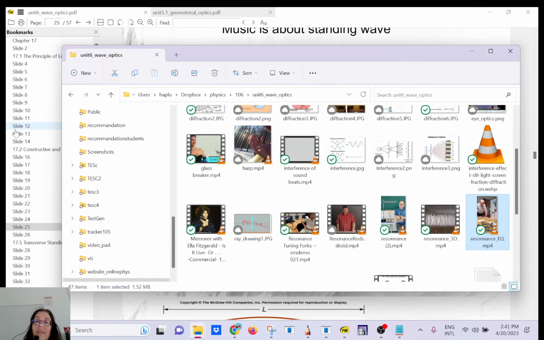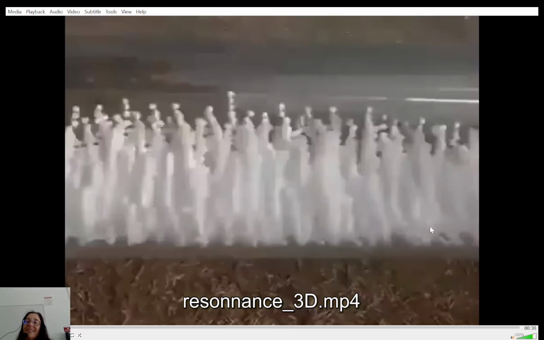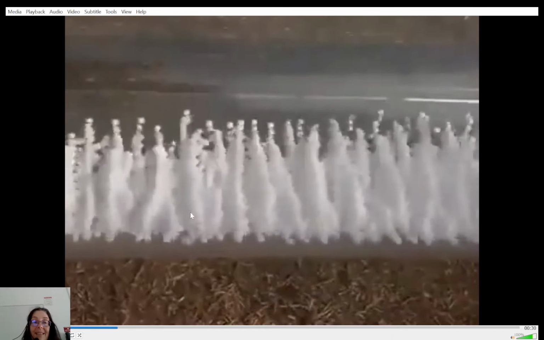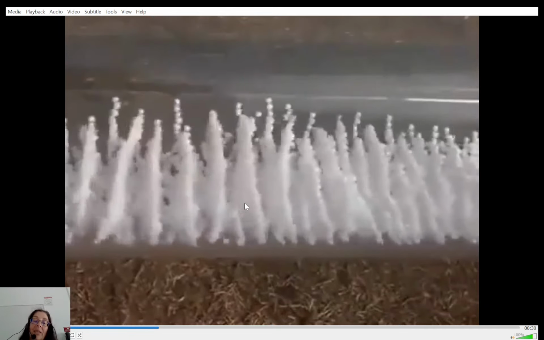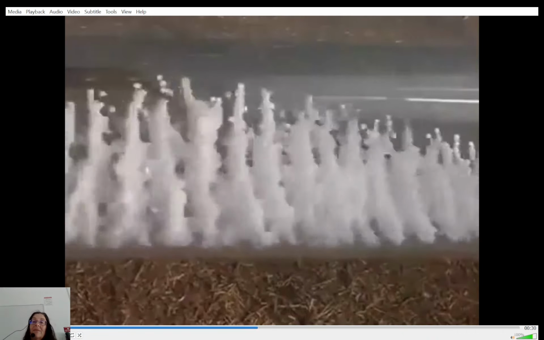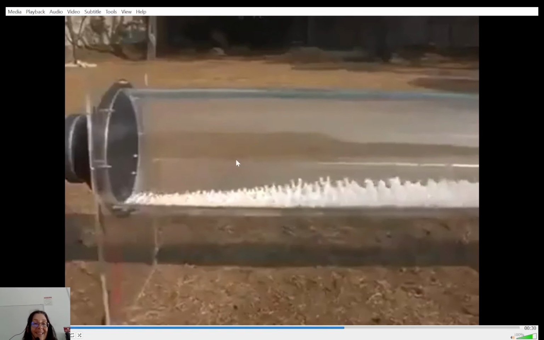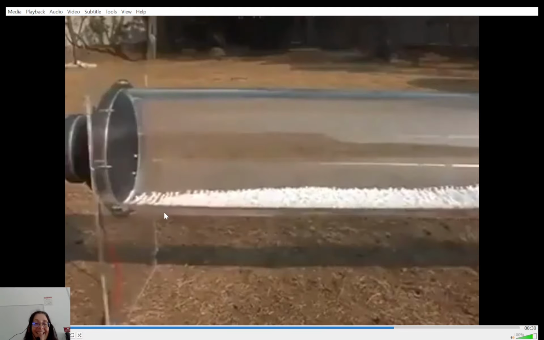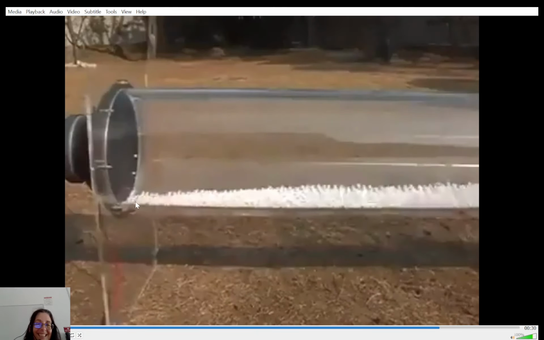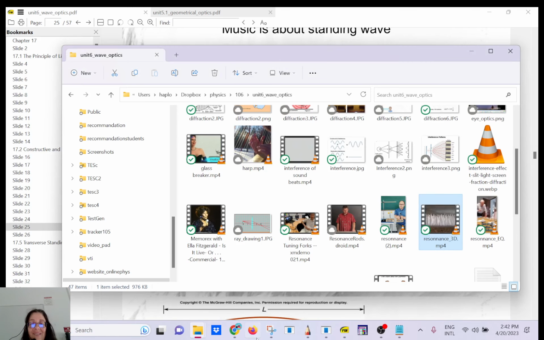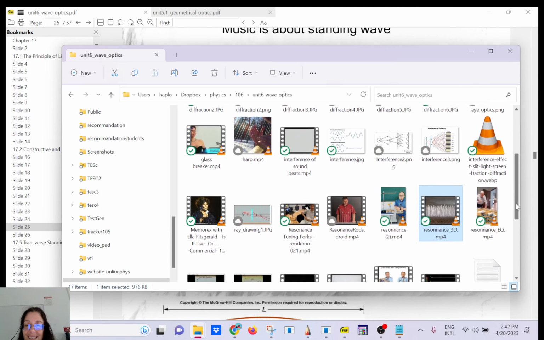So TikTok sometimes has good stuff, okay? Not only bad stuff. So here you have another tube, and that's also resonance. You see the standing wave, and they use the styrofoam. So it's a tube here. You are making standing waves at different frequencies. So you can visualize those standing waves also on TikTok.